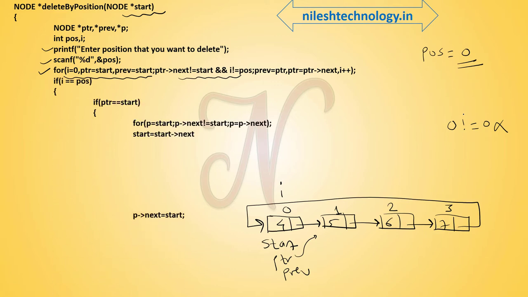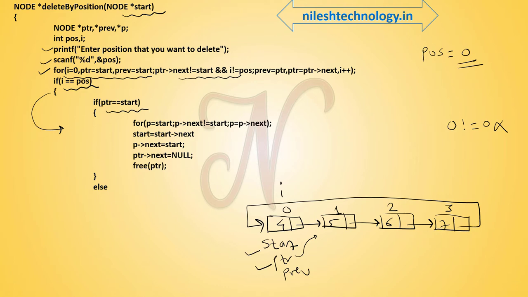Going to next, the if. See here, i is equal to position, so here we match i and the position. Going to if, there is one more if: ptr is equal to start. Here your ptr and the start are both pointing to the same node, which means we delete the first node. The else part means that we delete other nodes, meaning except the first. So going to if.